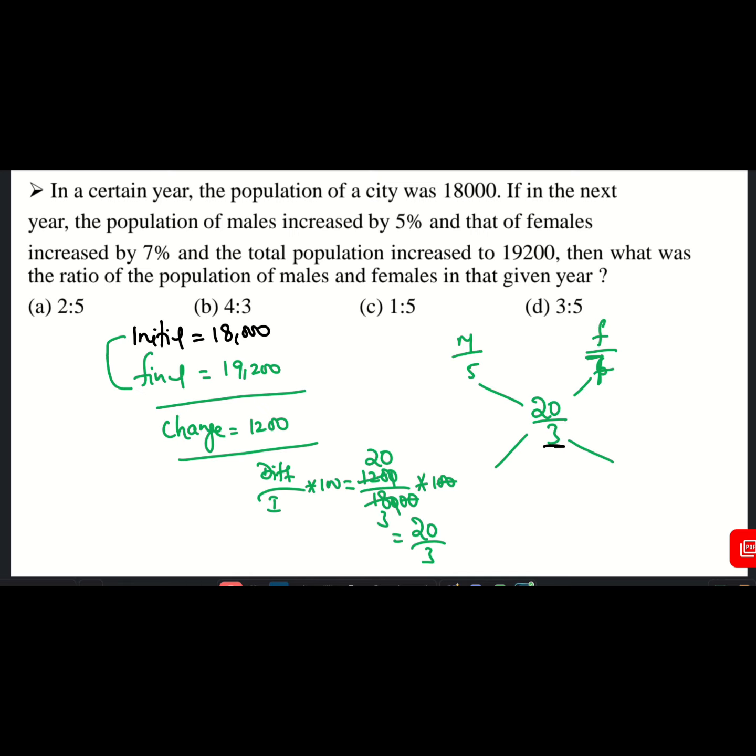Whatever denominator we have, we need to eliminate it by multiplying by 3. So 5 into 3 and 7 into 3: 5 3s are 15, 7 3s are 21, and 20 for the overall value. Always take the difference as positive. 21 minus 20, the difference is 1. 20 minus 15, the difference is 5. So the male and female ratio will be 1 is to 5.